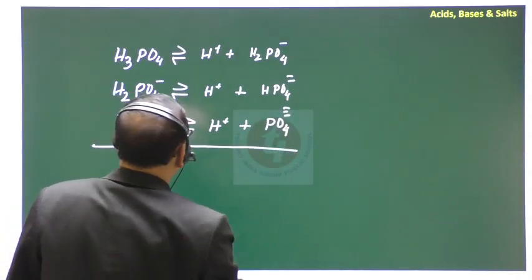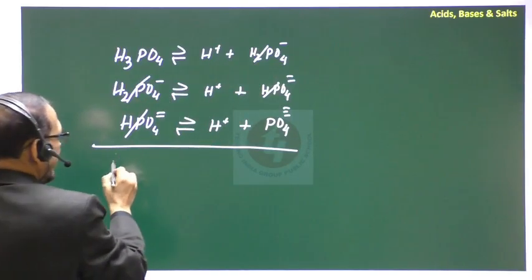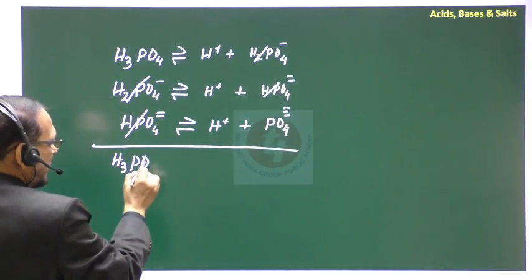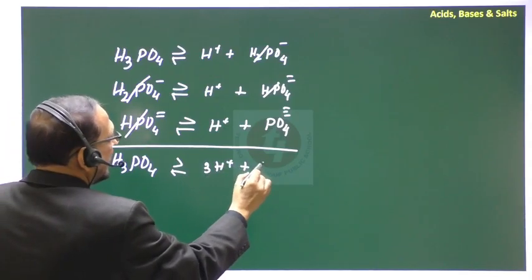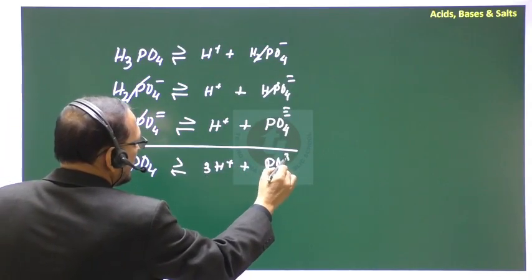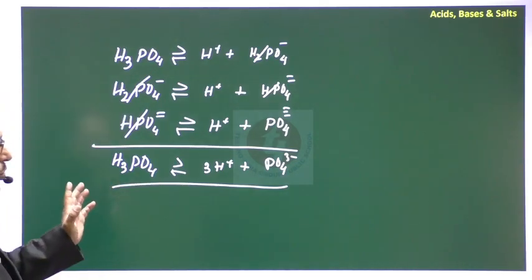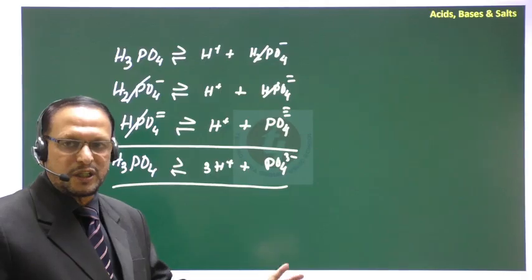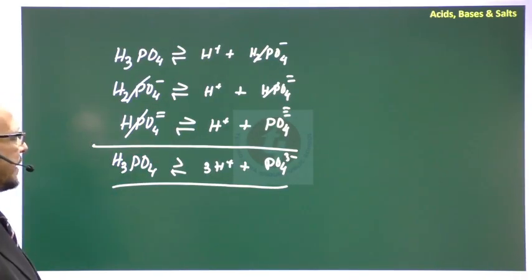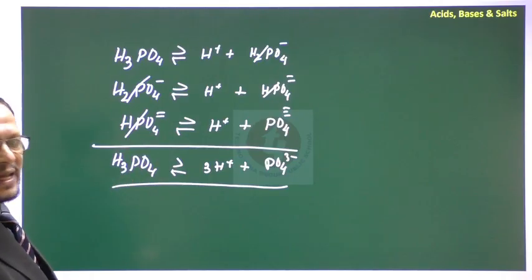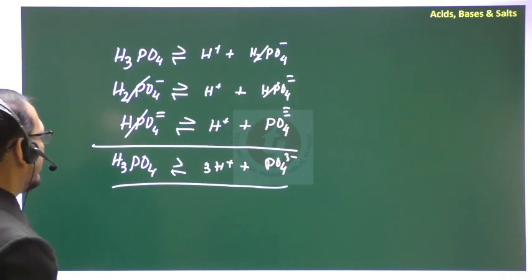Now if we add these, what will happen? This will cancel out, this will cancel out. H3PO4 gives 3H plus and PO4 3 minus. This is how you can write. When you do an acid-base reaction to produce salt and water, different types of salt are obtained. If hydrogen is present, then it is called an acid salt. If it does not contain hydrogen, then it is a neutral salt. That we will learn later on.